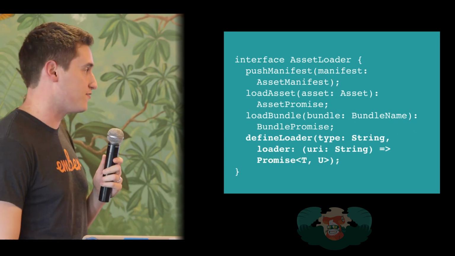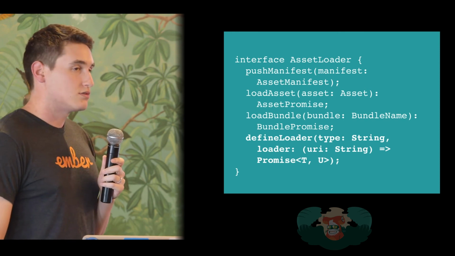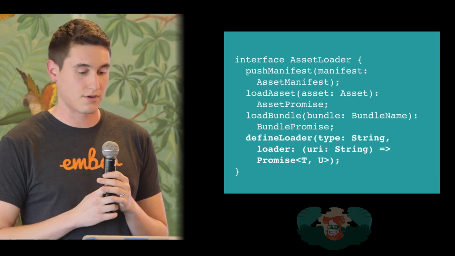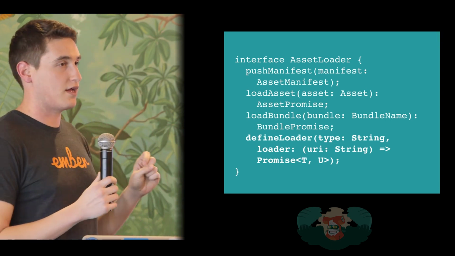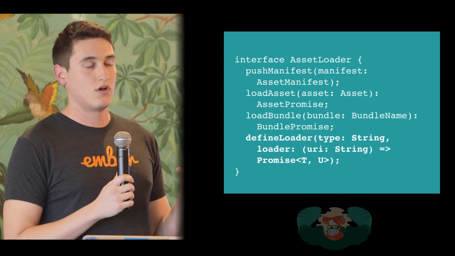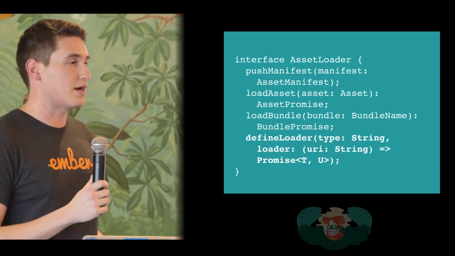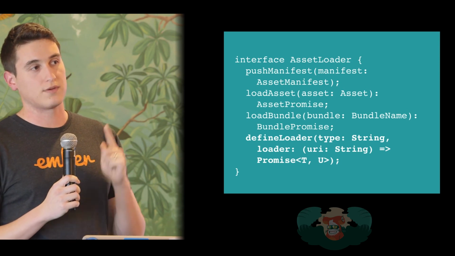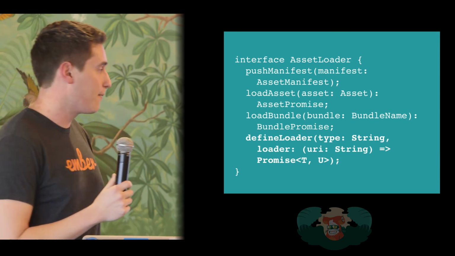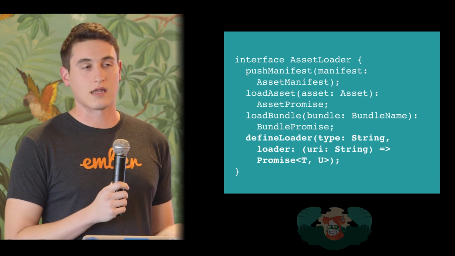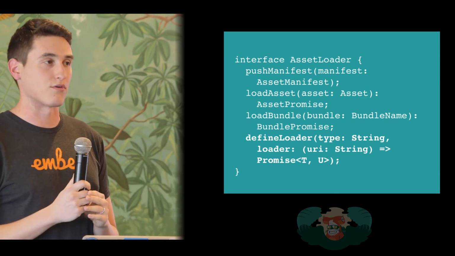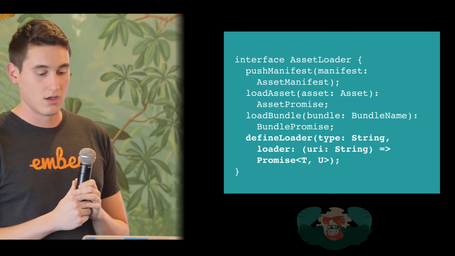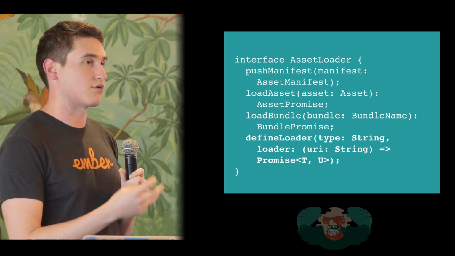And then finally, we have a defineLoader method. So this is actually one of the more, I guess, interesting parts of the asset loader. And that is that you can specify a loading function for different types of assets. So by default, the asset loader only defines how to handle loading JavaScript and CSS assets. But if you want to do other things, maybe load an SVG in the background or do something in a service worker for some weird data format that you have, you can define these and let the asset loader handle it for you.